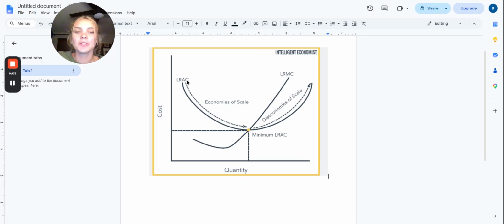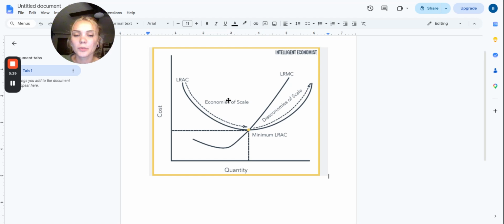So as you can see on this graph, the vertical axis represents cost and the horizontal axis represents quantity produced. And this curved line, LRAC, which stands for long run average cost, shows how the average cost of producing each unit changes as a company increases production.